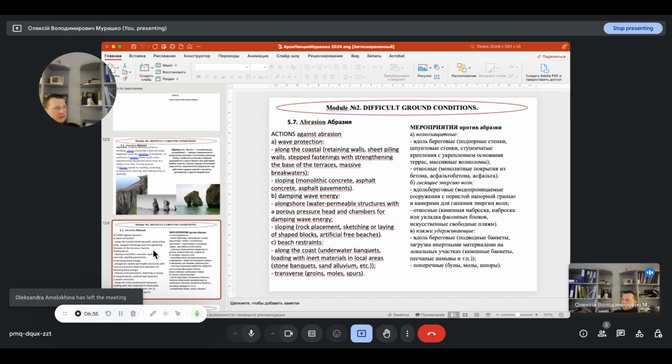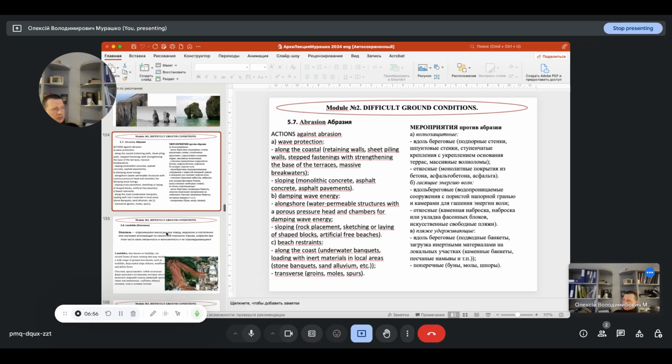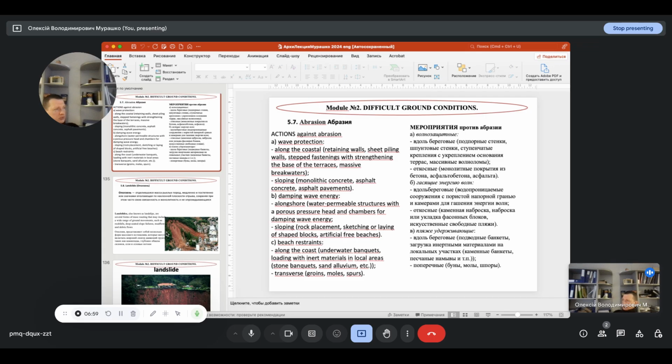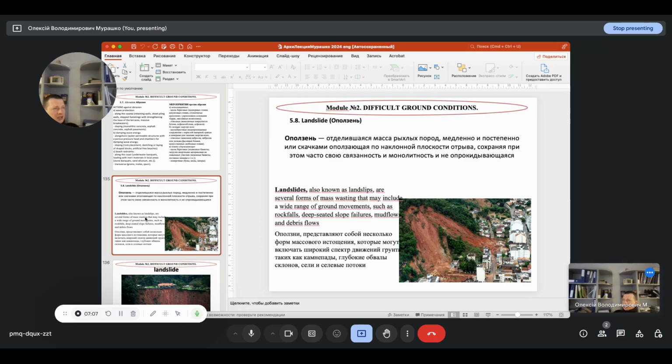So, we have certain actions against abrasion, so we can protect our seashore from the abrasion. It's wave protection. It's damping wave energy. It is beach restraints, which serve to protect the seashores from the kicks of waves.